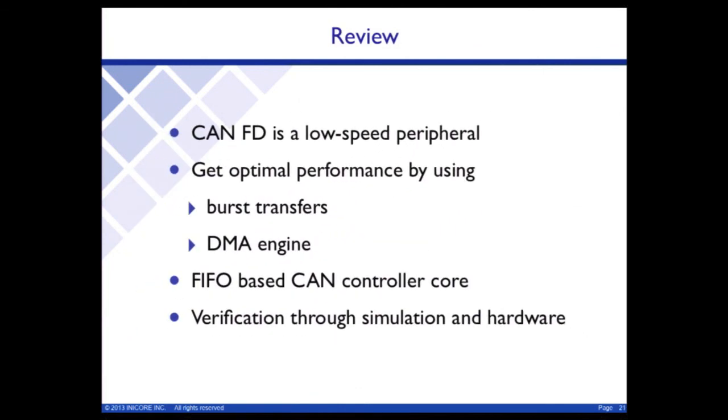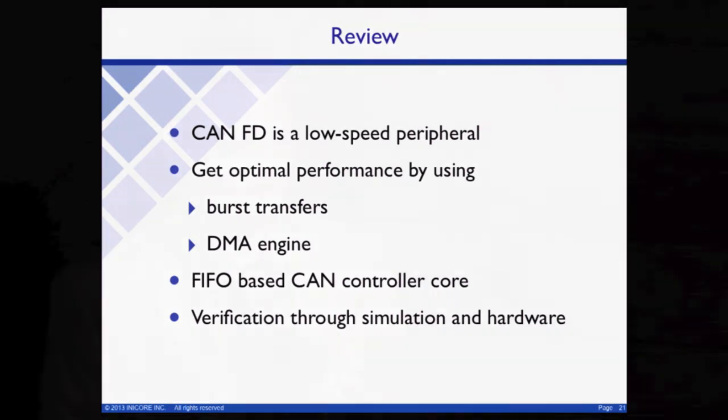So as we have seen, CAN is a low-speed peripheral, but this doesn't mean that it has to be low-speed. We can do things to increase the performance by using burst transfers, by using DMA engines. All modern SoC devices, all modern microcontrollers out there, have DMA engines inside. So it's good that we take advantage of that.